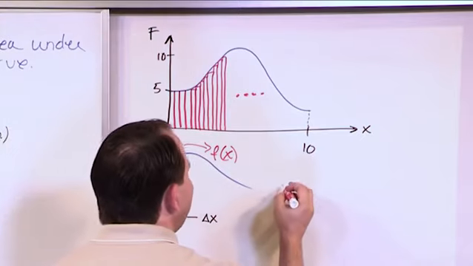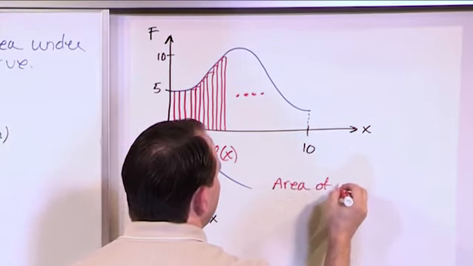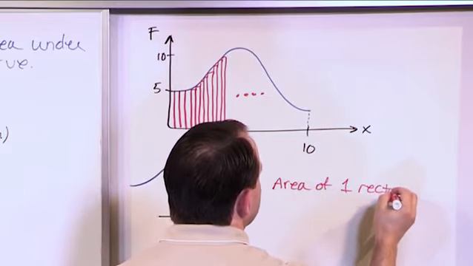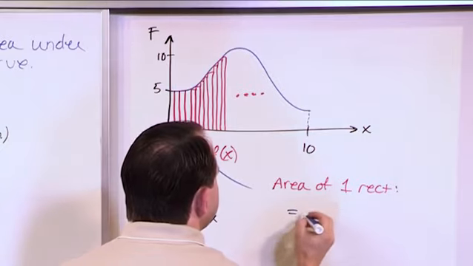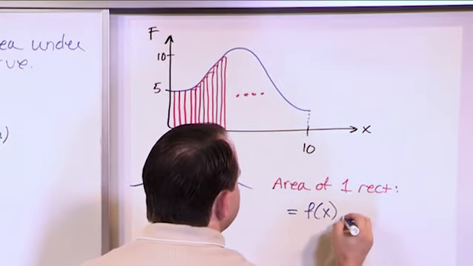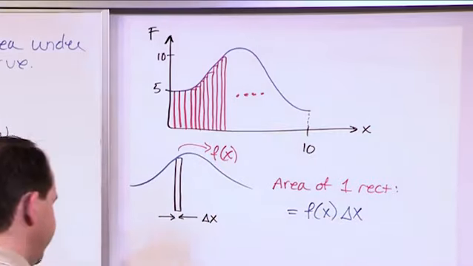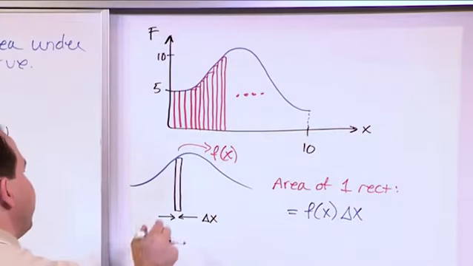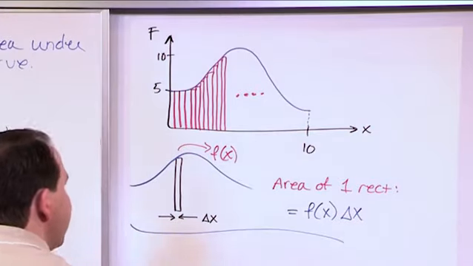So in order to find the area of one rectangle, the answer is f of x times delta x. This is just the width of the rectangle times the height of the rectangle. This is just for one little rectangle. Now let's extend this further.